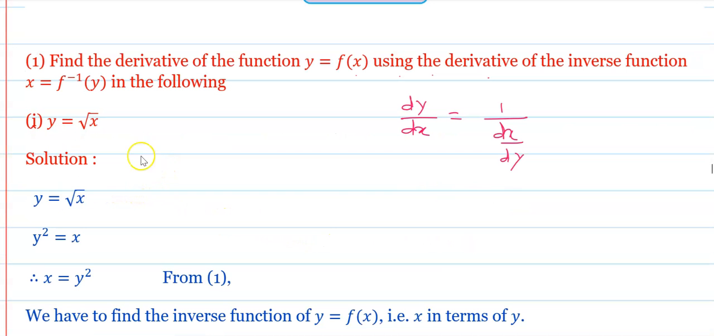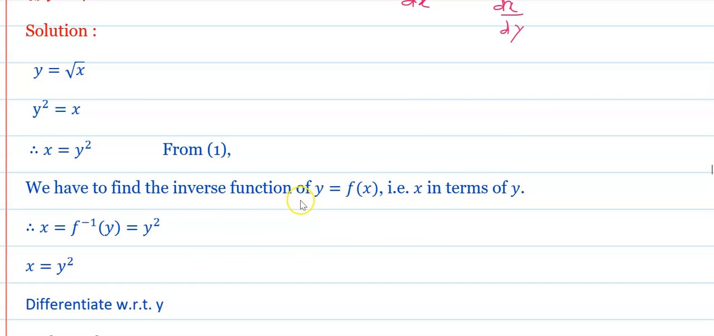Now first example, y is equals to root x. Okay. Now the solution, y is equals to root x, squaring on both sides, then you will get y square is equals to x. That is x is equals to y square. Here we will express x in terms of y. We have to find the inverse function of y is equals to f of x, that is x in terms of y. Therefore, x is equals to f inverse of y, and that is nothing but y square. Here x is equals to y square.